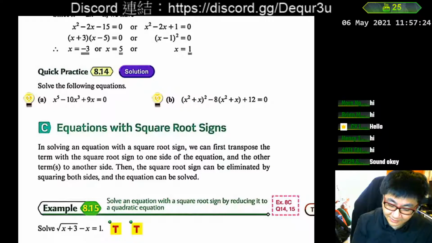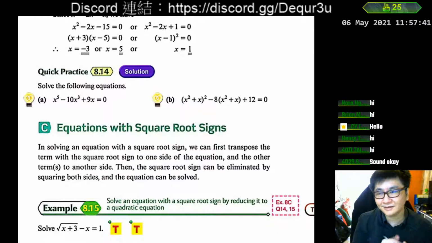So in the part A here, quick practice 14, we see it is power 5, power 3, and power 1. It's a polynomial equation, and it's a degree 5 with power 5, 3, and 1. But then here we see we cannot recognize a double power easily here. And therefore, before trying to find a double power, because you can see power 5, 3, and 1, they are no any double power relation.